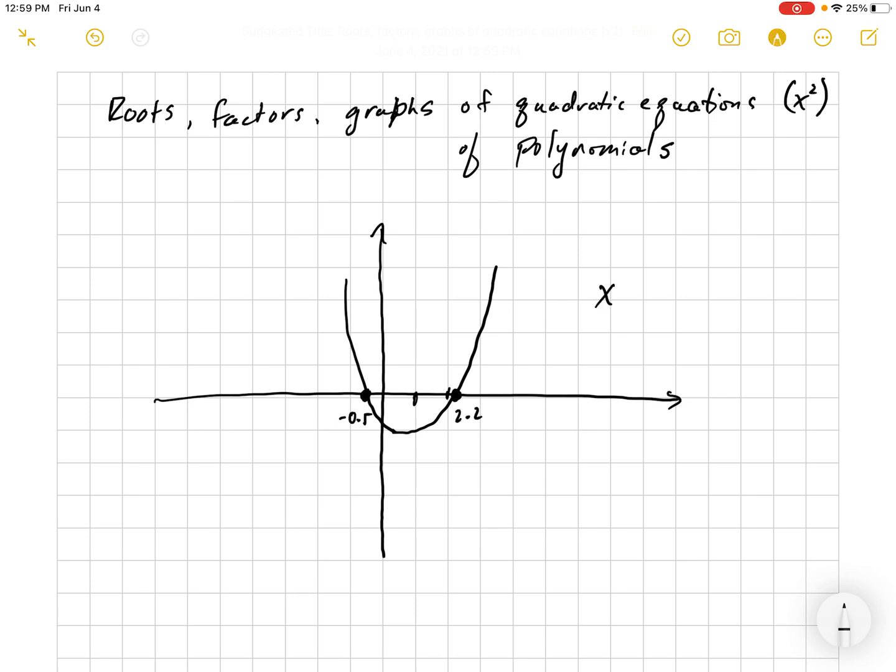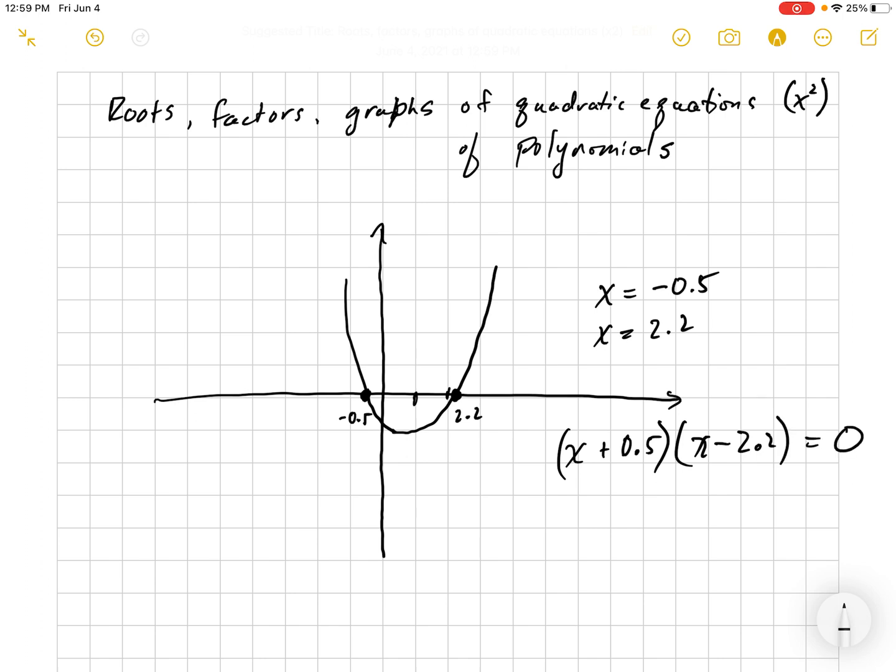So now I have an x value, an x root at negative 0.5, and I have another x value, a root, at 2.2. This means I actually have factors to make up this polynomial, to make up this parabola, of x plus 0.5 times x minus 2.2.